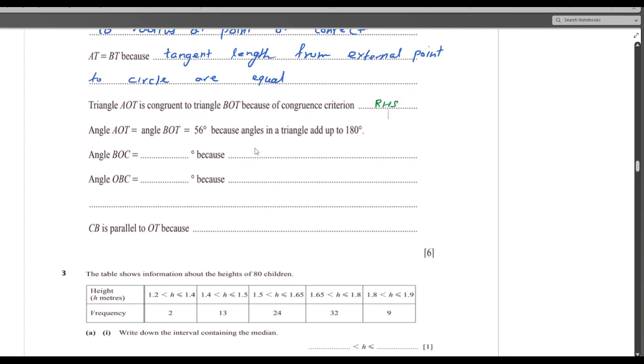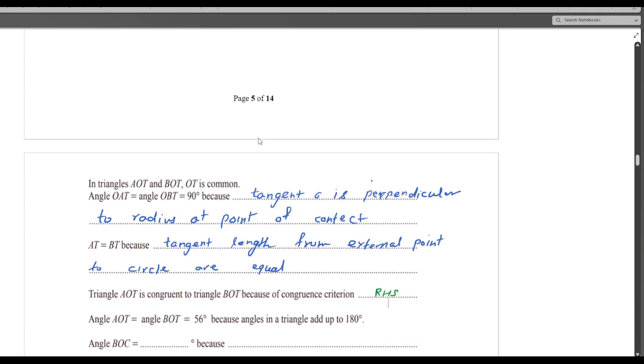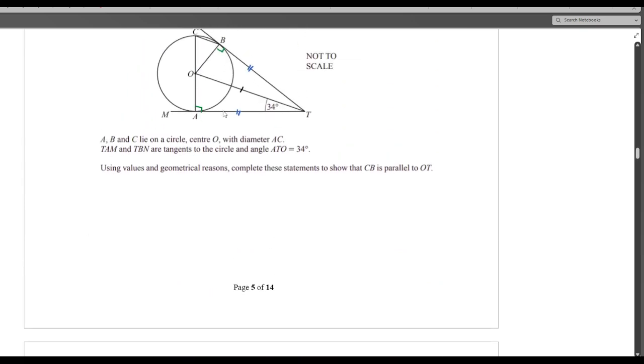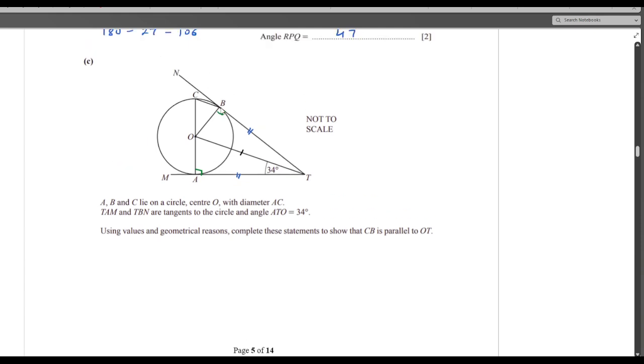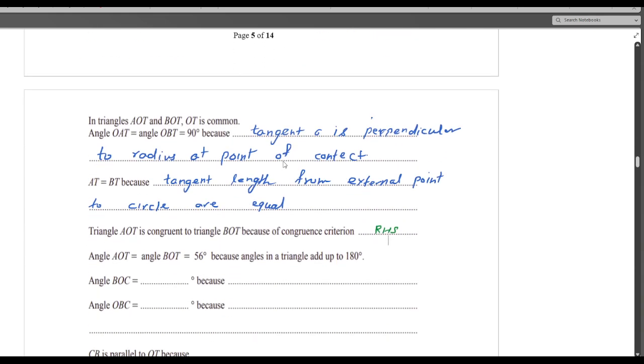R for right angle, H for hypotenuse, and S for one side. Here we can also say side, but that will not be correct, as the conditions given so far are that one angle is 90 degrees, the hypotenuse is equal in both triangles, and one pair of sides is also equal. So the best you write is RHS.